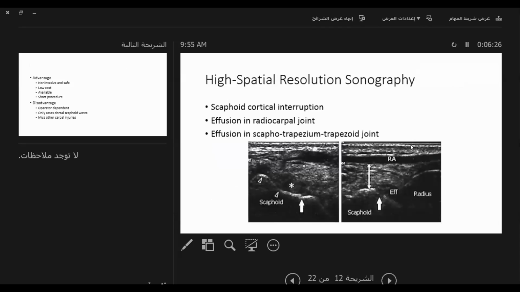Other modalities, I don't know if anybody is using it here, is the high spatial resolution sonography. You can see the scaphoid, and you can see the disruption in the fracture. Also, I'm not an expert in ultrasound. If you do the ultrasound through the snuff box, you can see an effusion in the radiocarpal or the STT joint, the scaphoid trapezoid joint. You can see effusion, which is diagnostic of scaphoid fracture. And they claim it is much more sensitive than the plain X-ray in acute fractures.